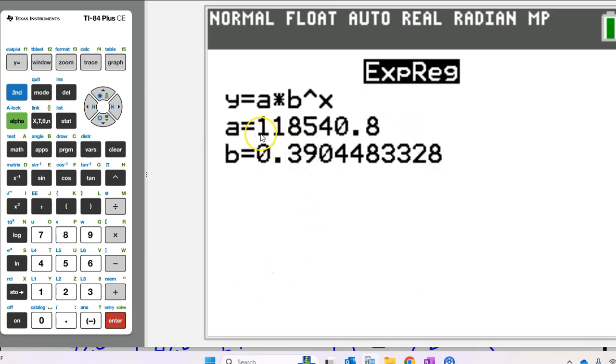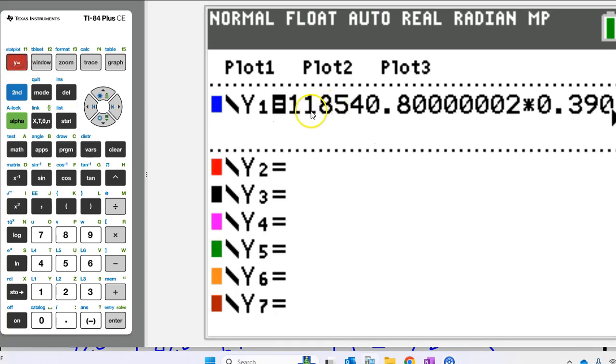Kabam! Notice that these are the exact same values we found by hand. Also notice that since we told the calculator to store the regression model as y1, it's typed in for us.